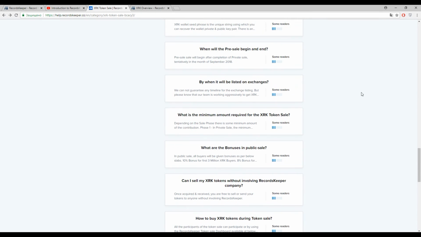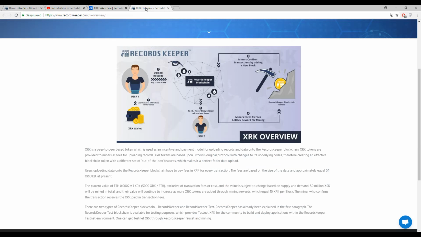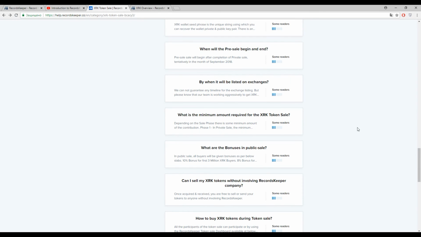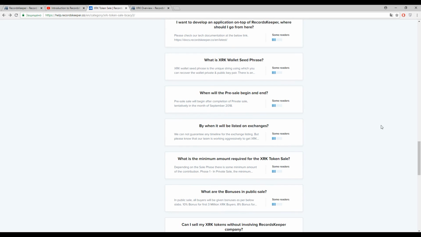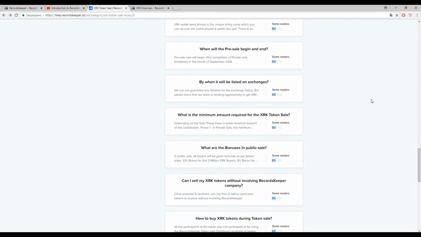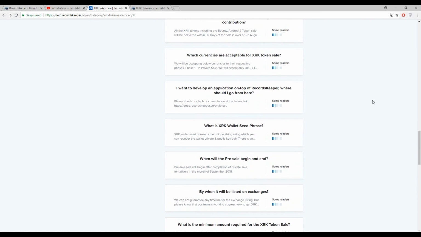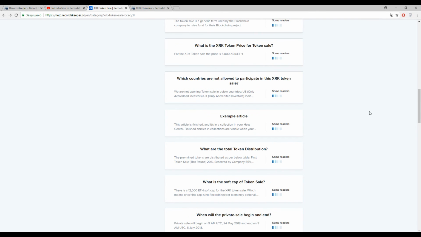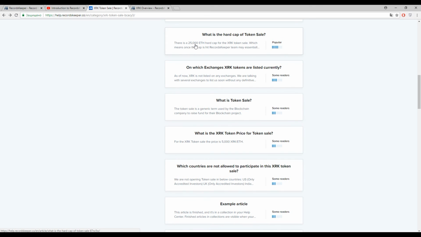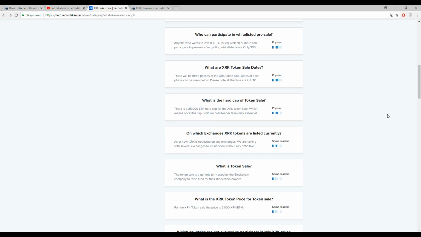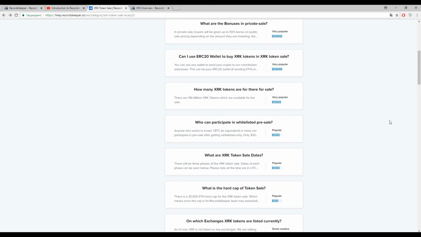The primary token inside this platform is the XRK token, and one XRK token approximately costs 0.0002 Ethereum. And here, guys, we can find other statistics about XRK tokens. The soft cap is, if I'm not mistaken, 12,000 Ethereum, and the hard cap is 25,000 Ethereum, and one Ethereum approximately costs 5,000 XRK tokens. And accepted currencies now are only Ethereum and Bitcoin.